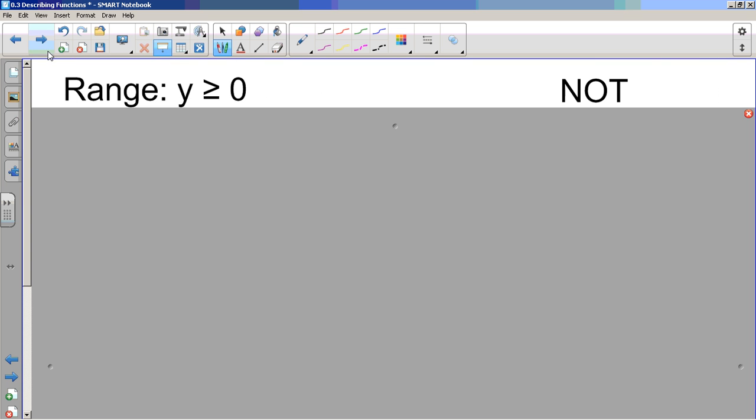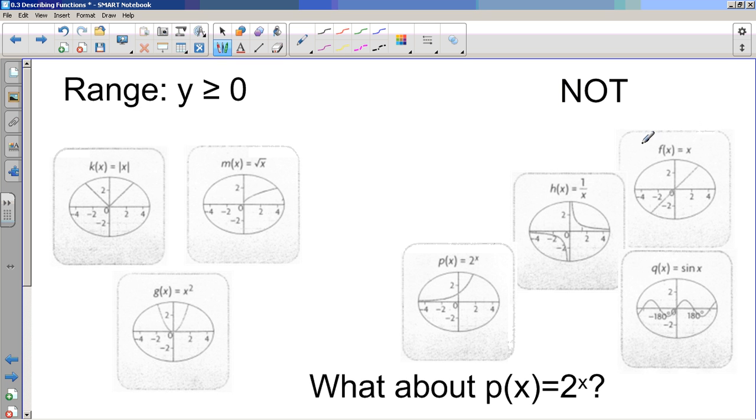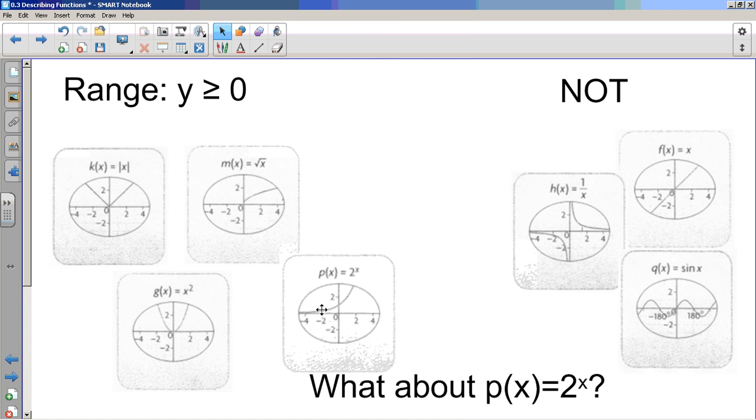All right, ready? Roll again. Again, pause. We want you to sort them into range that is greater than or equal to 0 or not. All right, got your piles? If not, pause, because I'm ready to unveil. That's what I had. What about this one? Should that not be over here?